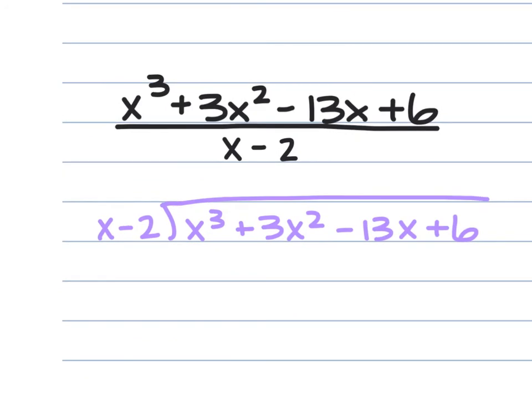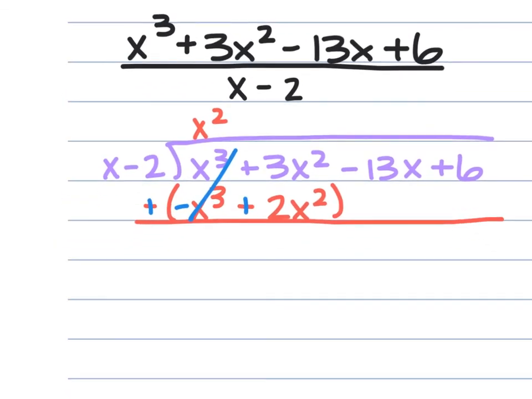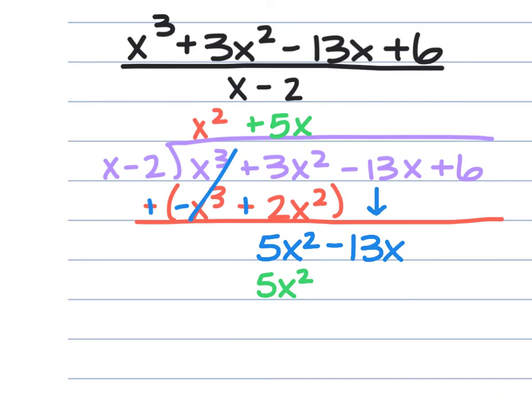So again, x times what is x cubed? That's x squared. x squared times x is x cubed. x squared times negative 2 is negative 2x squared. Subtract these two or add the opposites. The x cubes cancel out. 3x squared plus 2x squared is 5x squared. Bring down that negative 13x. x times what is 5x squared? It's a positive 5x. So 5x times x is 5x squared. 5x times negative 2 is negative 10x.